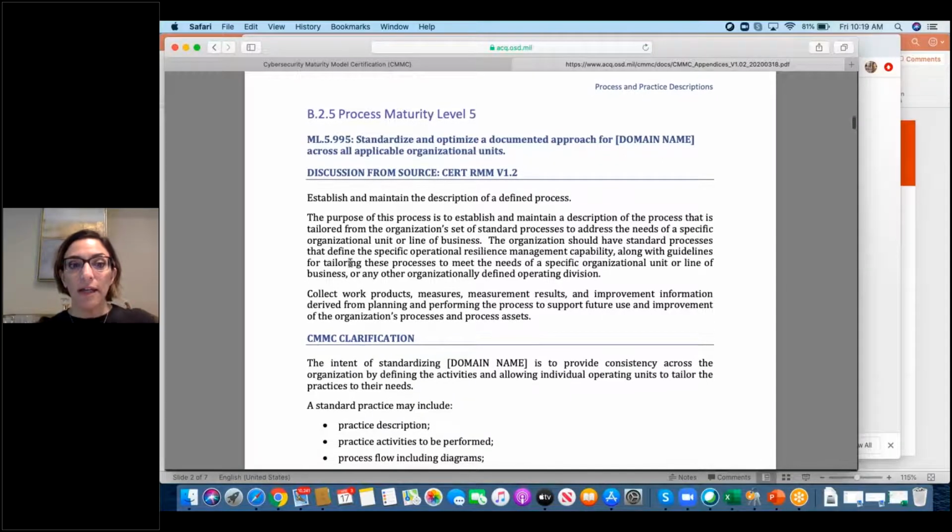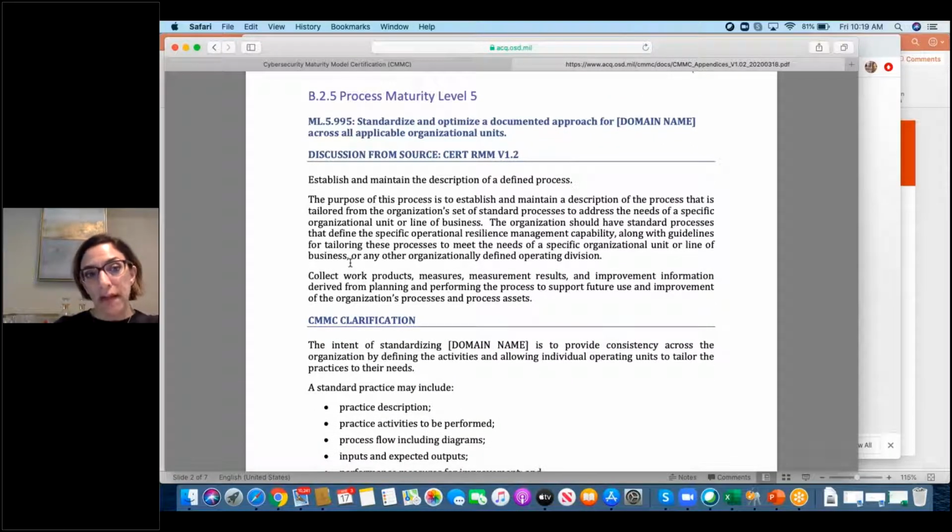What you'll see is when you see a control, this happens to be B.2.5, so it's further down in the model, but it gives the explanation of what it is. Establish and maintain the description of a defined process. That right there is the first statement, what NIST would have put in there, the standard.